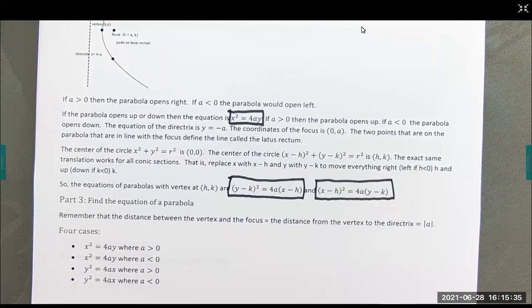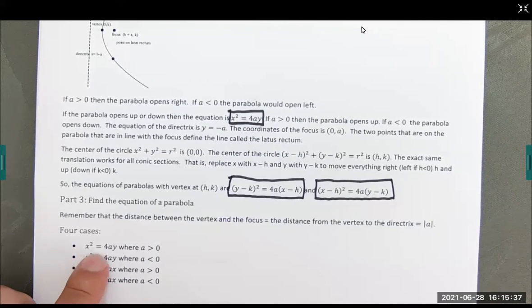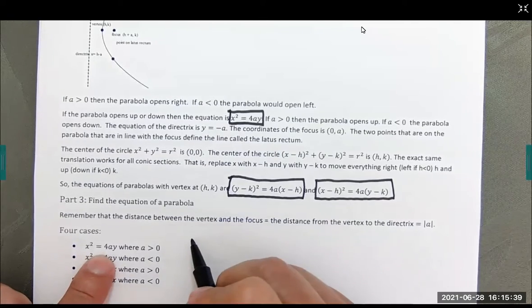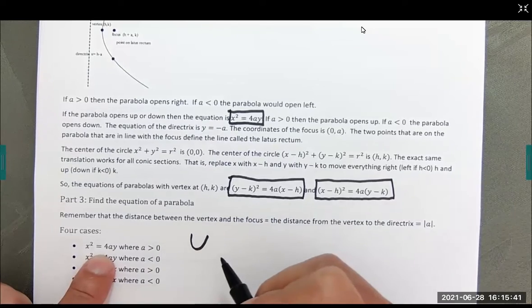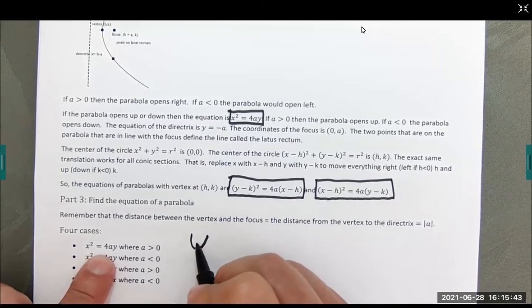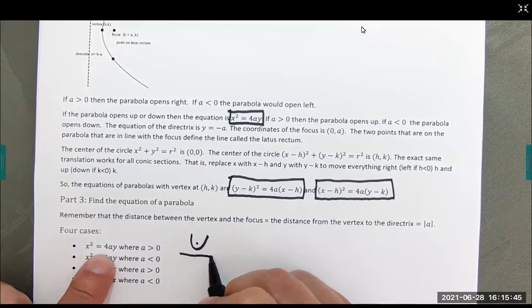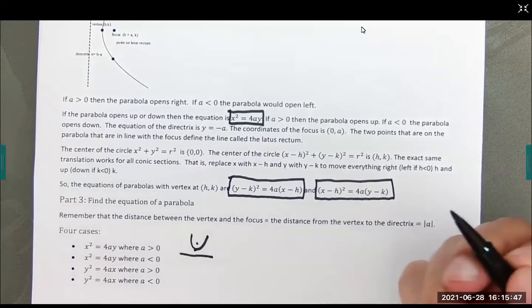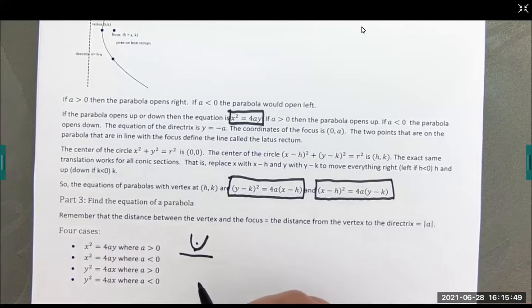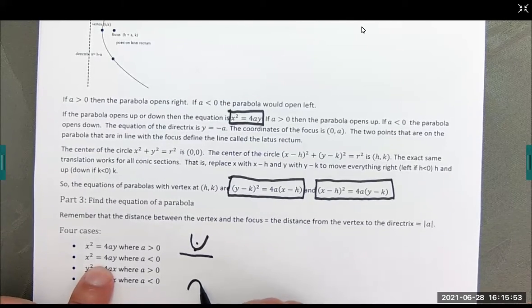So here are 4 cases. When A is positive and we're here, it's upward. There's a little focus, and there's a little directrix, vertex there. So that's the first case. The second case, this one here, is going to be where it's downward. Focus there, directrix there.